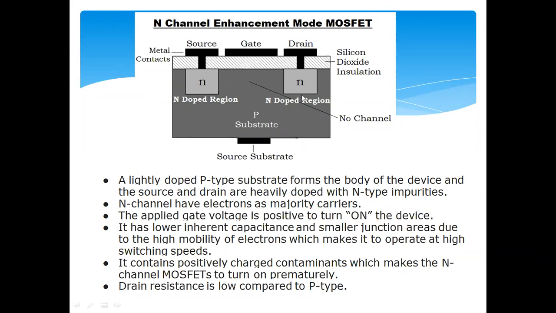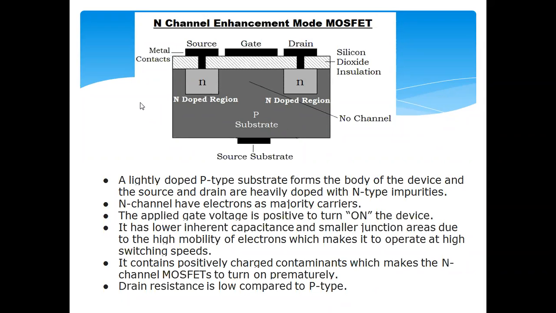Here we are having the N type dopant. These are the metal contacts, and it's a silicon dioxide insulation, SiO2, right? A lightly doped P-type substrate forms the body of the device, and the source and the drains are heavily doped with the N-type impurities. Normally, N-type impurities are referred to the trivalent impurities.